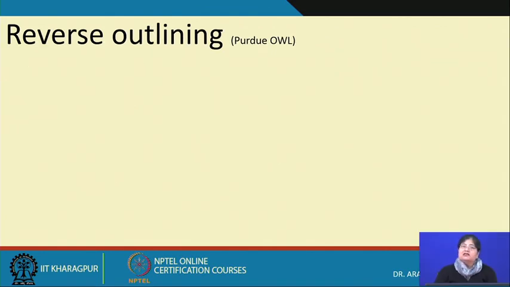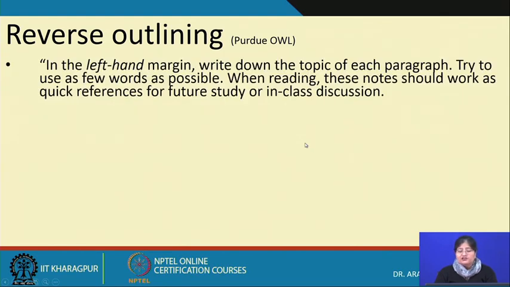Now, reverse outlining is something that I was telling you about. You pour your heart out on the paper and then in the left hand margin write down the topic of each paragraph. When you're working on the computer, you could use the track changes button or the review section, and then you read one paragraph and then you say, what is this paragraph talking about? So, you write down the heading of the paragraph above that paragraph, assuming that the paragraph is really talking about one issue. If it's talking about several issues, then you might need to break it up.